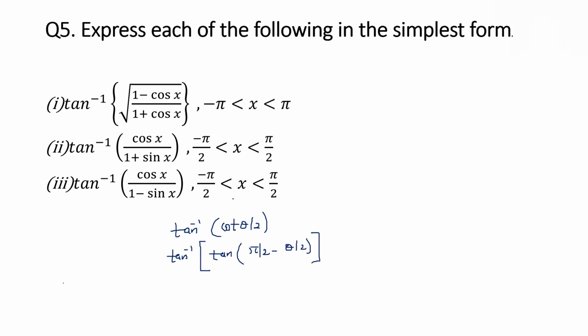Yes. Tan pi by 2 minus theta by 2 is cot theta by 2, right? Yes. Okay. So finally what you will get is pi by 2 minus theta by 2. Now you can put this value of theta, whatever you have assumed. Okay. Now please tell me the final answer.